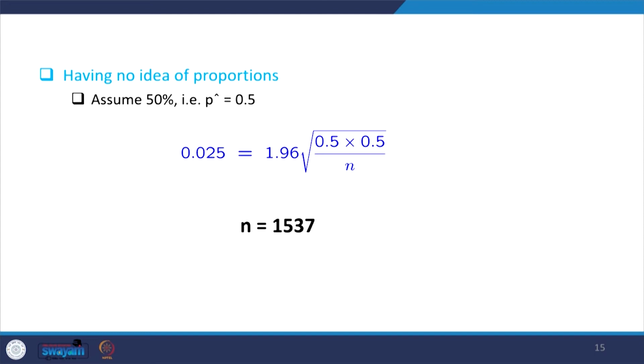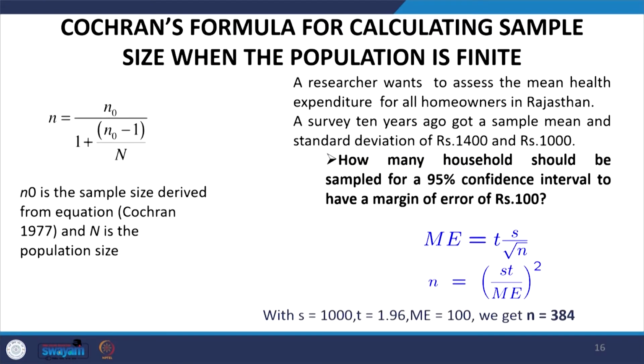Now, when we have a certain idea about the proportion, we take that proportion. When we do not have any idea, then 50% in favor could be assumed, that is 0.5. And when your proportion of inclusion is higher, you are supposed to survey more people.